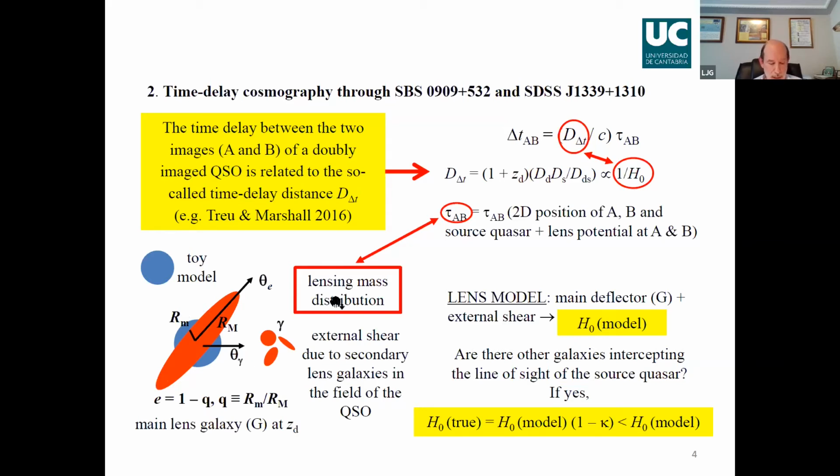From the lens model, we derive the tau AB factor, and then a value of the Hubble constant can be estimated by measuring the time delay between both quasar images. This estimate is called H0 model. If galaxies other than G intersect the line of sight of the source quasar, we have to account for an external convergence kappa that finally decreases H0 by a factor 1 minus kappa.